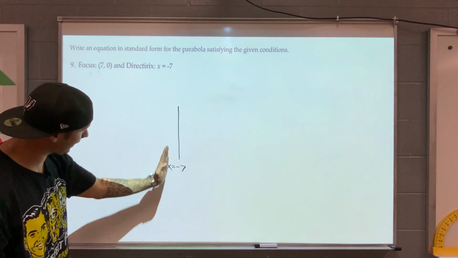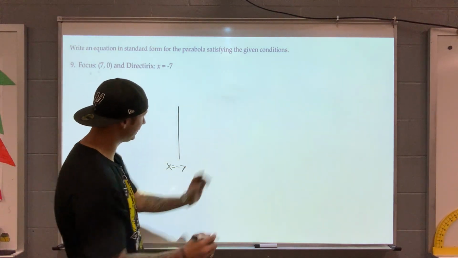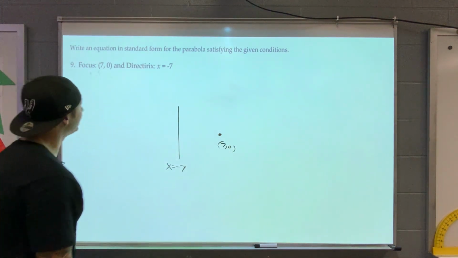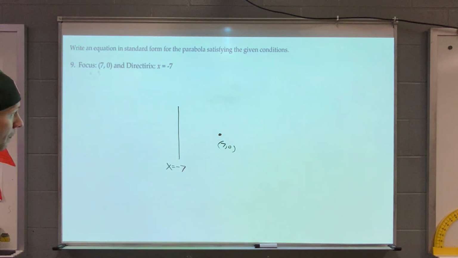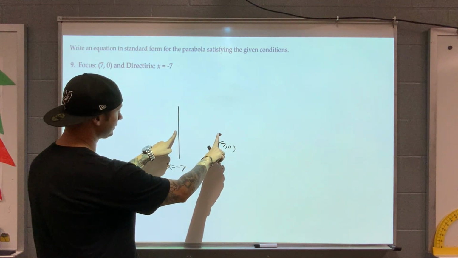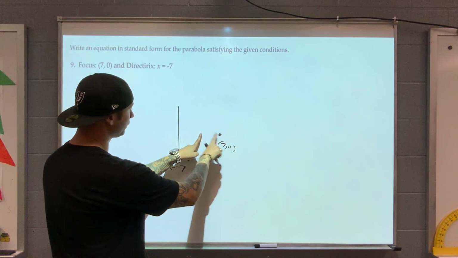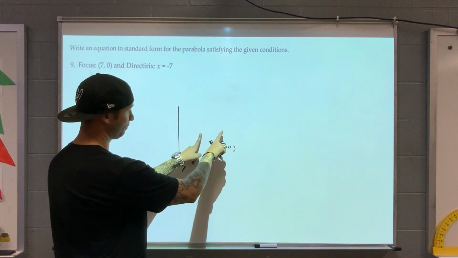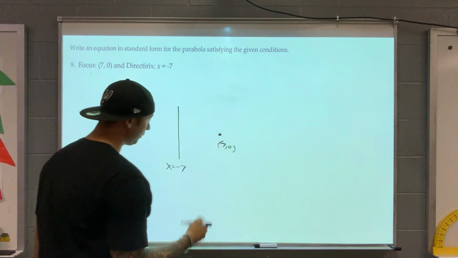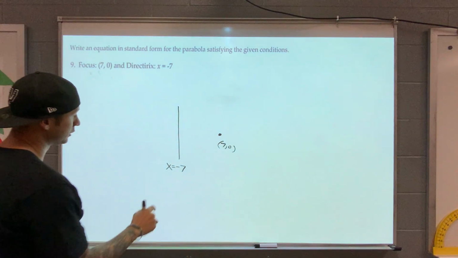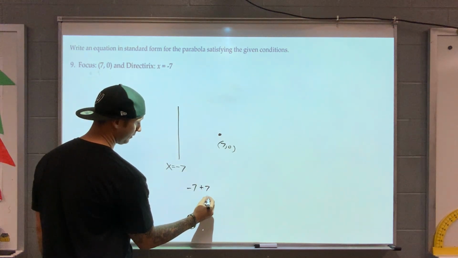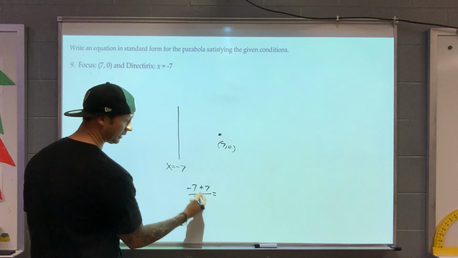So if this is -7, +7 is going to be this way. So we can call this just 7, 0. Okay, and that's the focus. So the vertex is actually the midpoint between the focus and directrix. So if we can find this distance and take half of it, that'll be where the vertex lives. So -7 plus 7 divided by 2, right? That's how you find the midpoint.